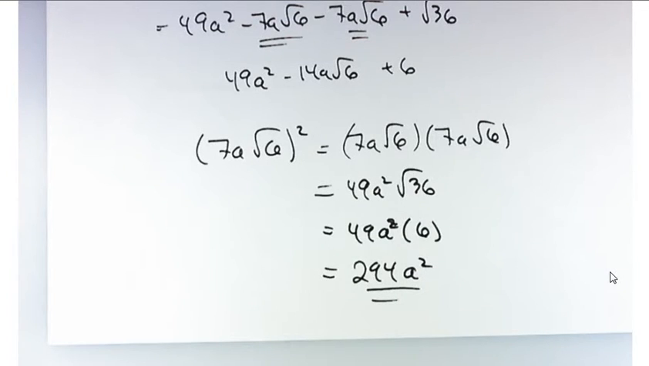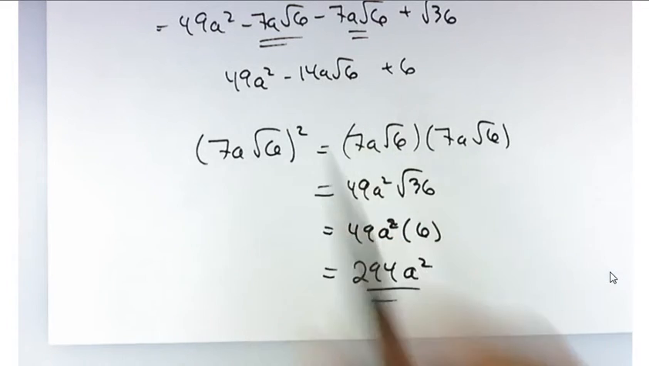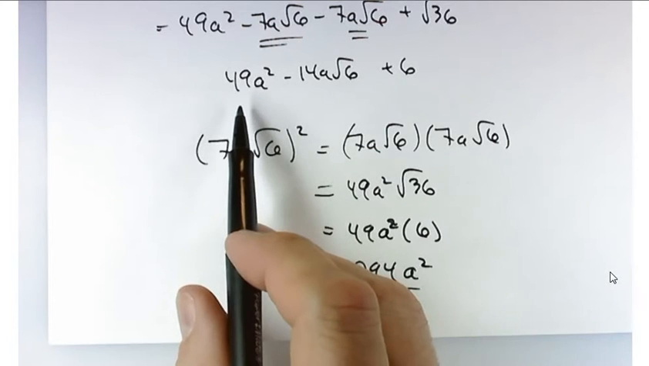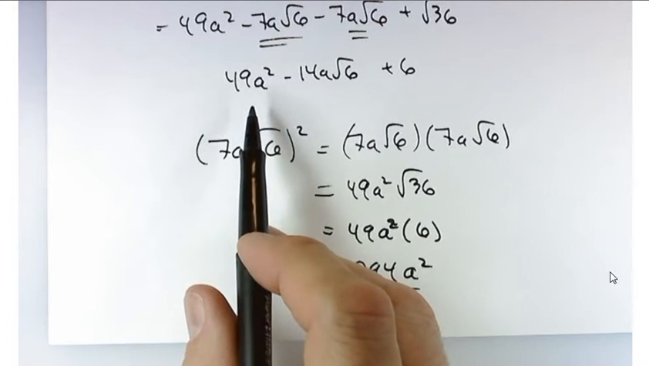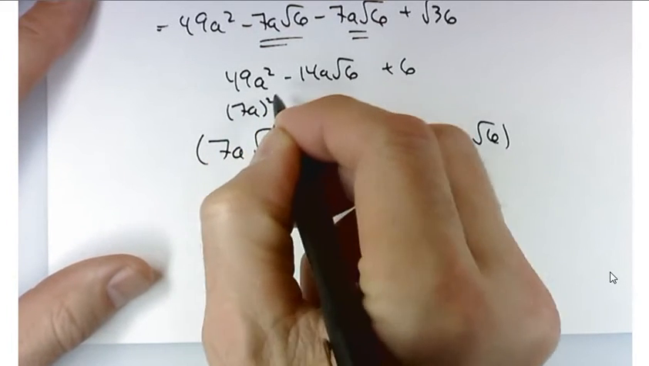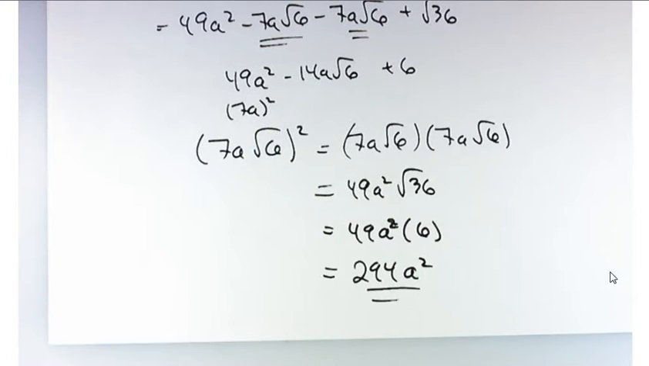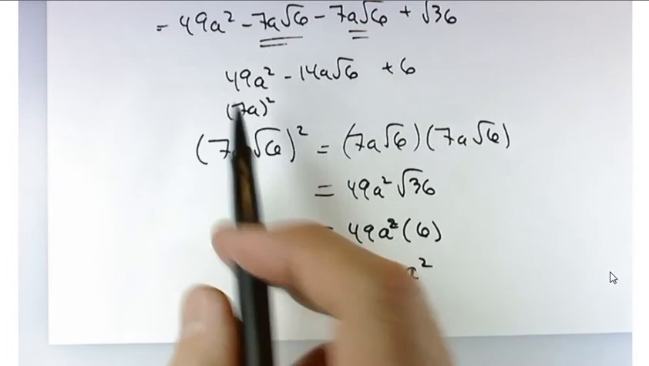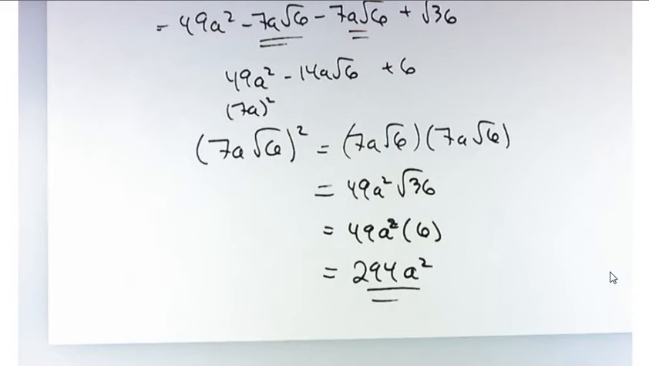Mark and Bailey? I was just kind of wondering, to simplify it further, couldn't you just put 49a squared as 7a? You could write it as 7a quantity squared, but I'm not going to be asking for you to write it like that. I'm happy to have it as 49a squared.